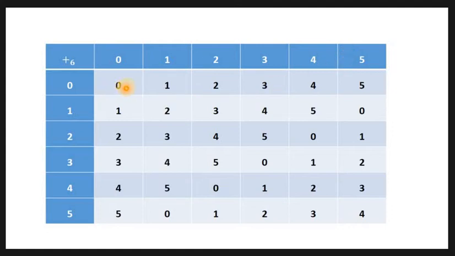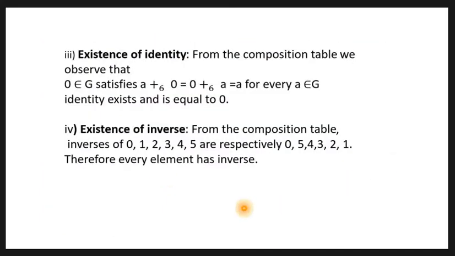Similarly, in the first row, 0 is here. So inverse of 0 is 0. Third row, inverse of 2 is 4. Inverse of 3 is 3. Inverse of 4 is 2. Inverse of 5 is 1. So every element of G has inverse.